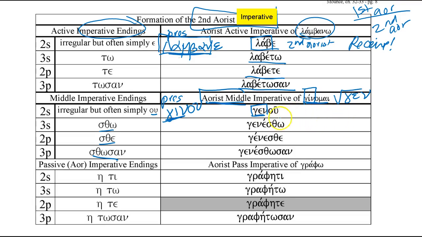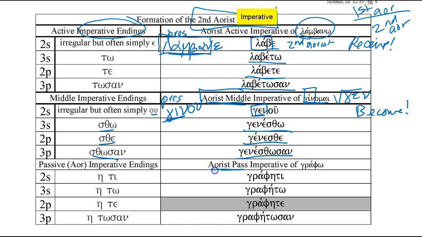So genu is become. Genesto is let him or her become. Geneste is become, but you're addressing a group, it's plural. And genesto-san is let them become.